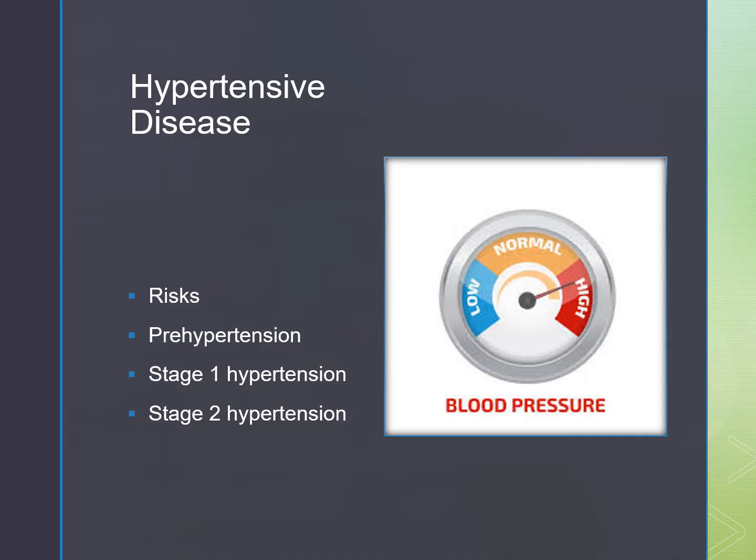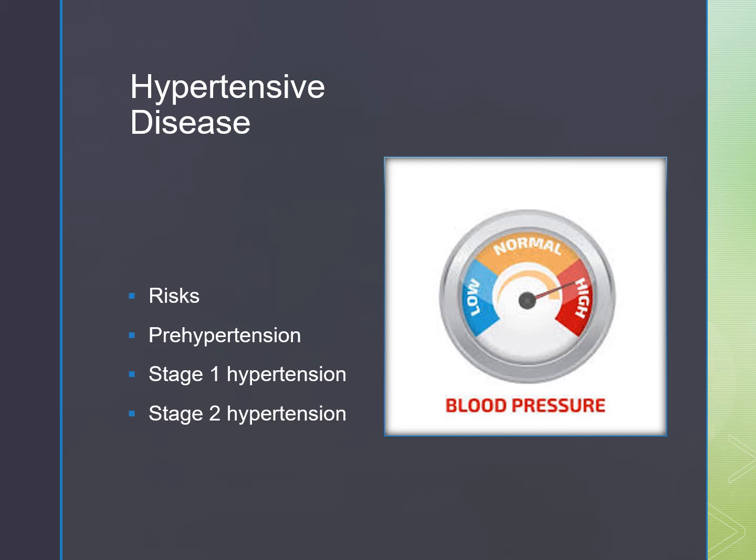So hypertension is high blood pressure, and it's known as the silent killer. 1 in 3 adults have hypertension, but only 52% are aware of or have their blood pressure under control. Risks for hypertension include heart disease, heart failure, stroke, and kidney disease.